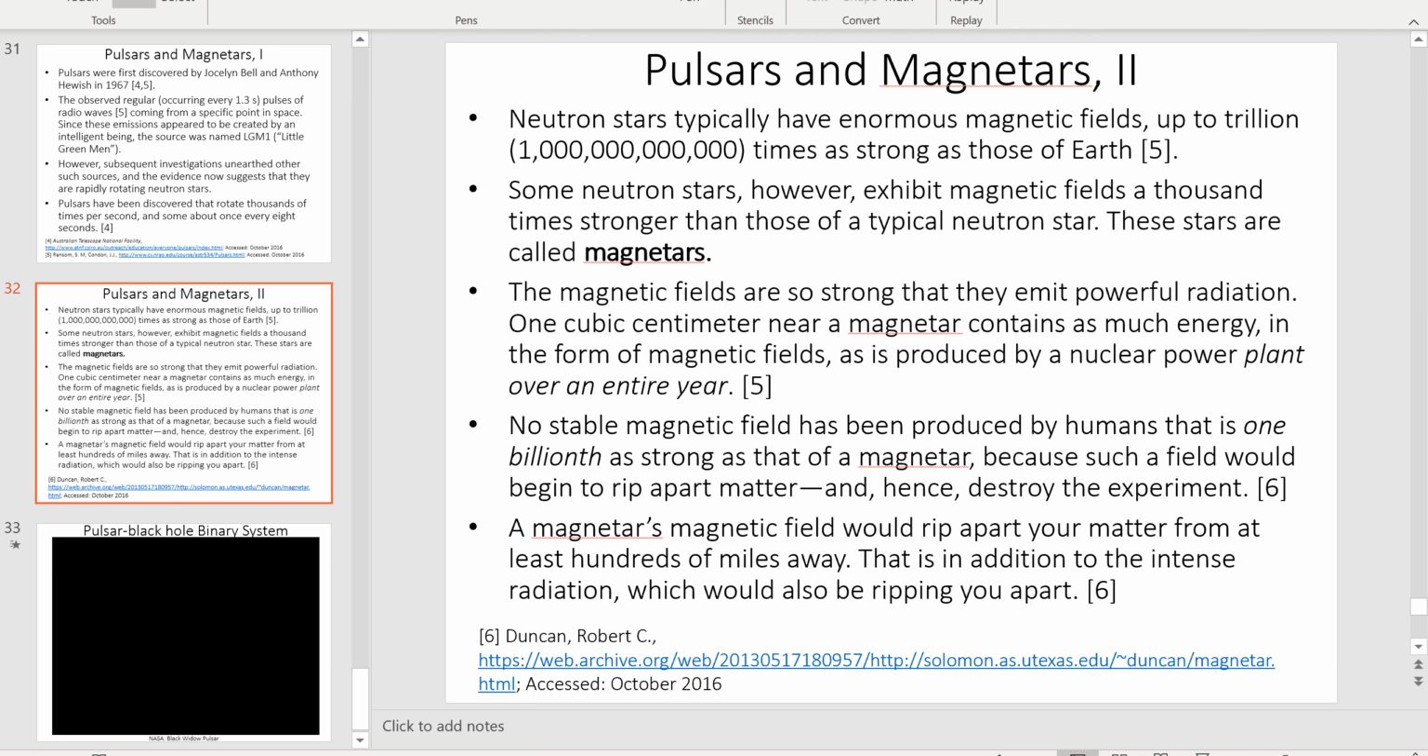So if you produce a magnetic field which is tremendously strong, it eventually starts to rip apart all matter that's made of charged particles, which is everything on Earth. And if you tried to produce a magnetic field which is even about 1 billionth as strong as that of a magnetar, you would end up destroying the experiment and any people in the way, because the equipment would actually be ripped apart by the magnetic fields. A magnetar's magnetic field would rip you apart from around 100 miles away.